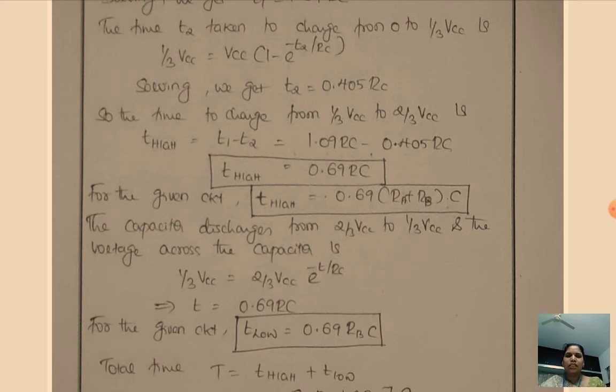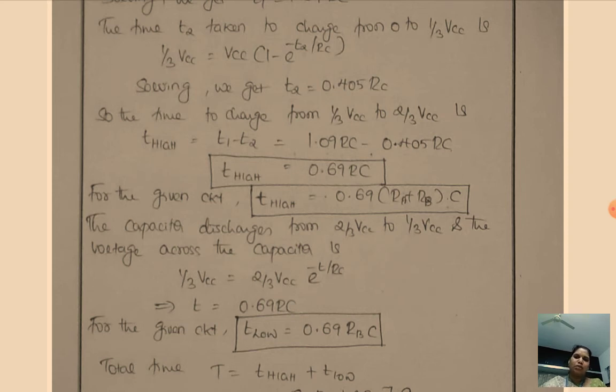The capacitor discharges from 2/3 VCC to 1/3 VCC, and the voltage across the capacitor can be taken as 2/3 VCC into e to the power of minus t by RC. We also need to calculate the discharging period. By equating to 1/3 VCC, we can calculate T low. We get T low as 0.69 R into C. Since the capacitor discharges via the resistance RB, T low can be written as 0.69 into RB into C.